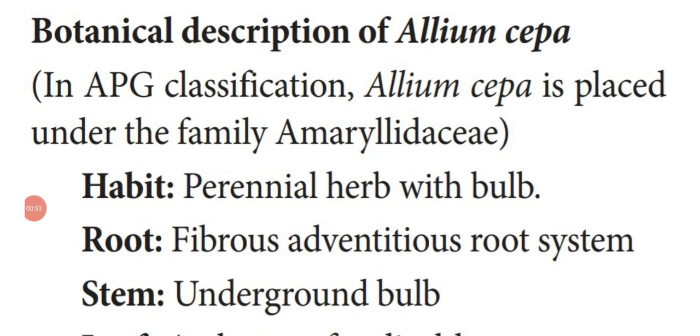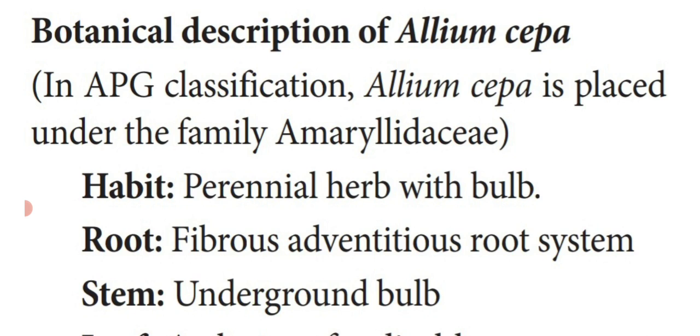Dear students, botanical description of Allium cepa. According to APG classification, Allium cepa is placed under family Amaryllidaceae. But according to Bentham and Hooker classification, it is placed in the family Liliaceae. So, we are going to see the botanical description of family Liliaceae with genus Allium cepa.